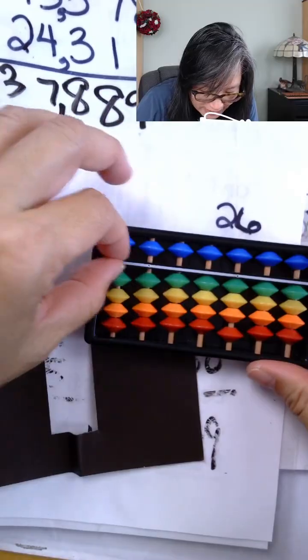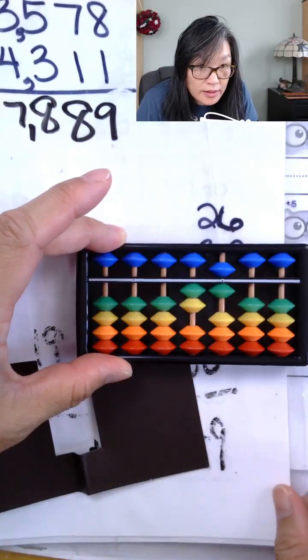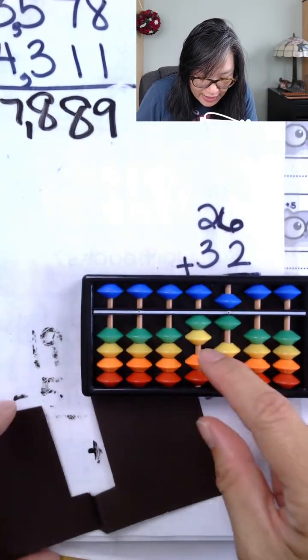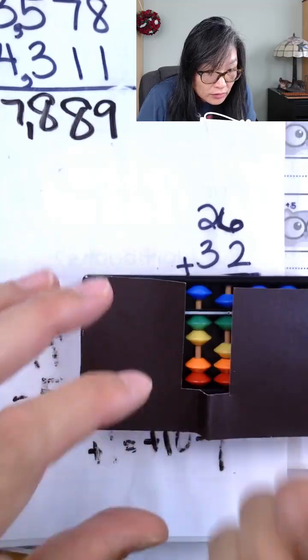Here's my double digit. We have 26 on the abacus. 26. And then what we're going to do, we're going to add 32. Add the 3. Can you add the 3? Right?